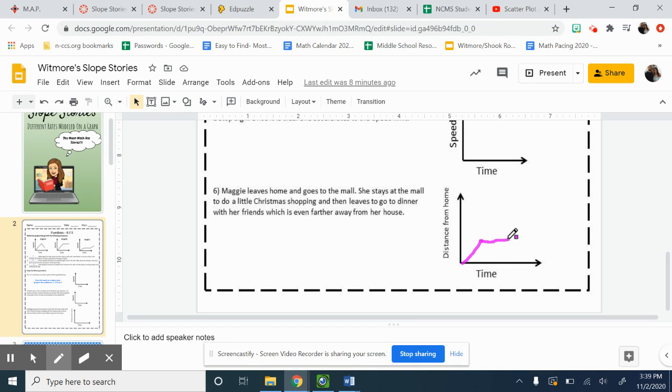After she goes shopping, she leaves the mall to go farther away to go eat dinner. So when we finally leave the mall, our distance away from home is going to increase so that we can go to that restaurant with our friends.